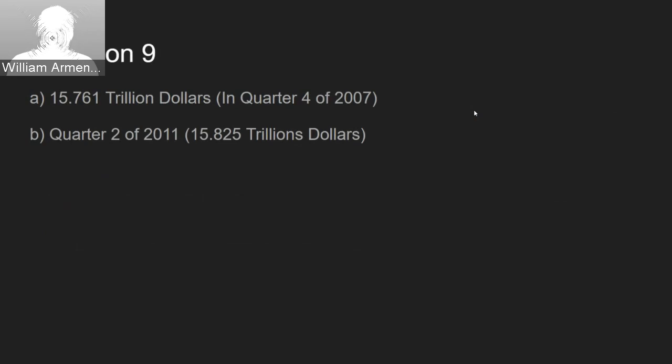For question 9, for part A, it asks, what was the highest level of real GDP prior to the 2008 recession? And that was $15.761 trillion in the fourth quarter of 2007. And then for part B, what year and quarter did the U.S. real GDP exceed this number in part A? And that would be in quarter 2 of 2011 when it got to $15.825 trillion.